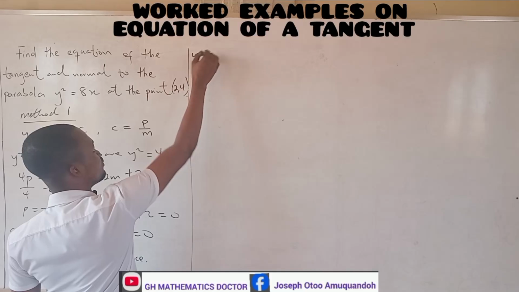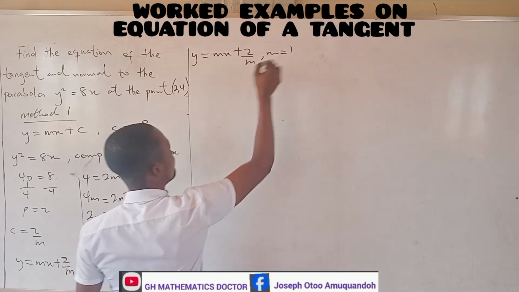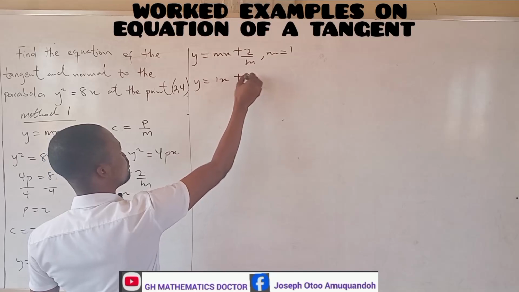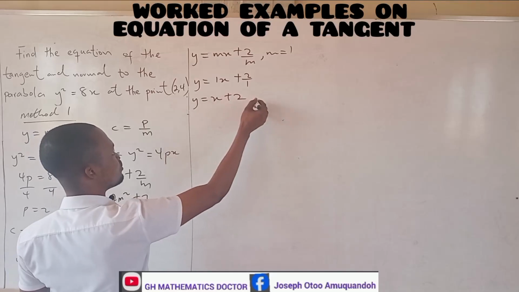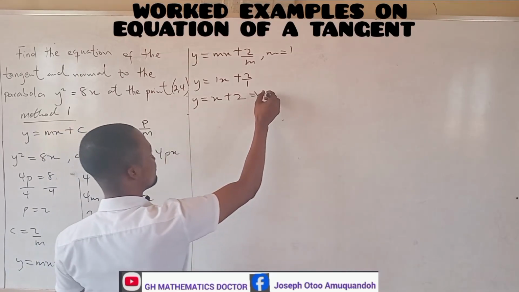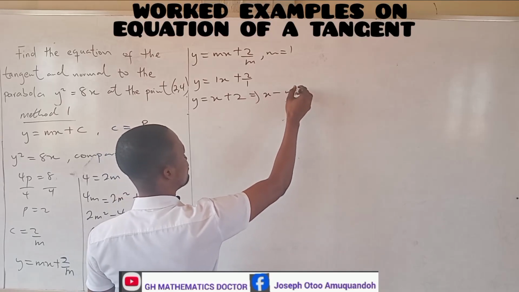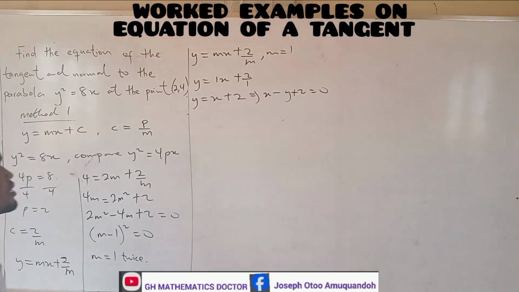So we have y equal to mx plus 2 over m, where m is equal to 1. So we have y equal to 1x plus 2 over 1, and we are going to have y equal to x plus 2. So writing this in a standard form, we have x minus y plus 2 equal to 0. So this is the standard form equation of a tangent.